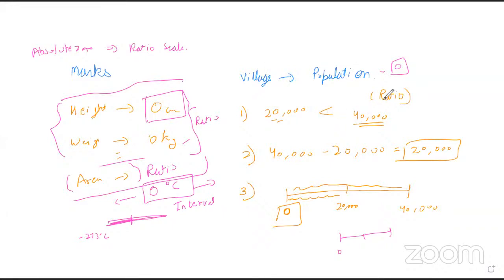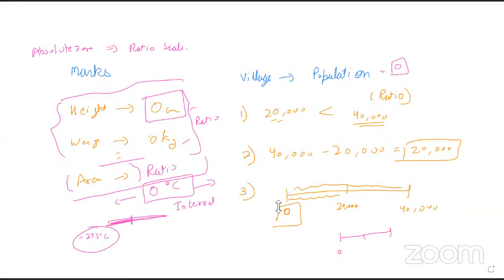But an interval is different. Just like 0 degree Celsius, is that also absolute 0? No, 0 degree Celsius does not indicate the absence of temperature over here. It can go till -273 degrees Celsius, right? While 0 Kelvin in some sense indicates that there is nothing at all. It's just the ideal situation we are having.